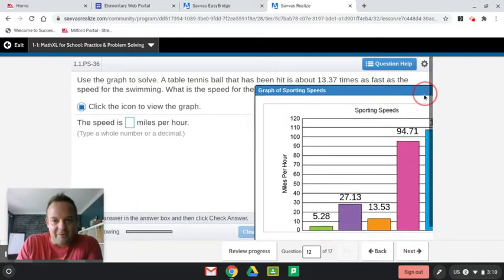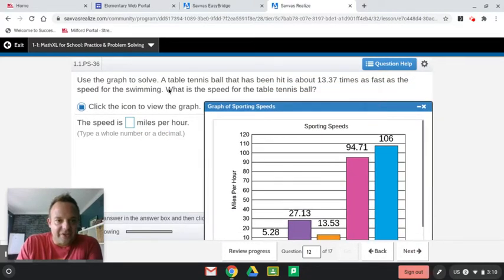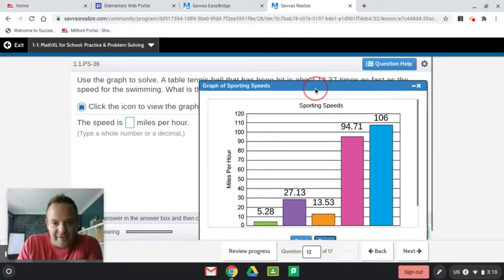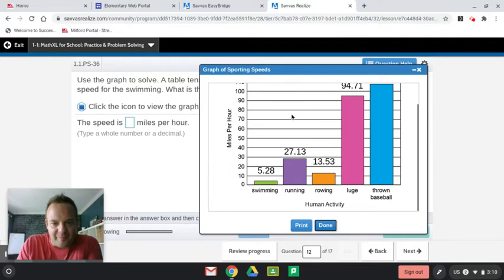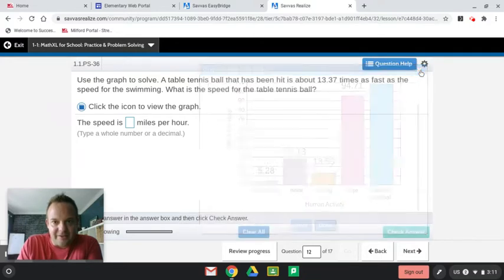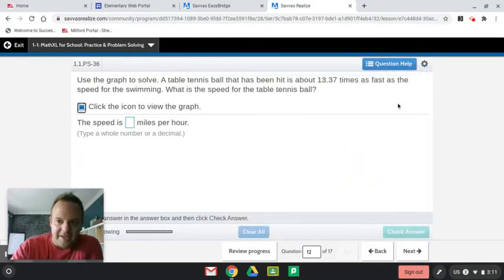All right, here we go. So we click that icon, and it's 13 and 37/100 times as fast as swimming. So swimming for me is 5.28.